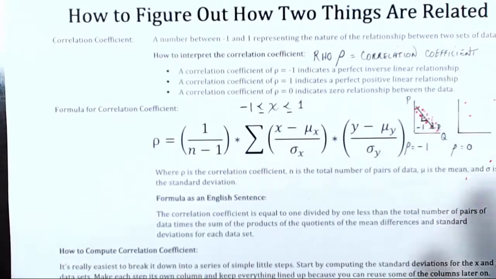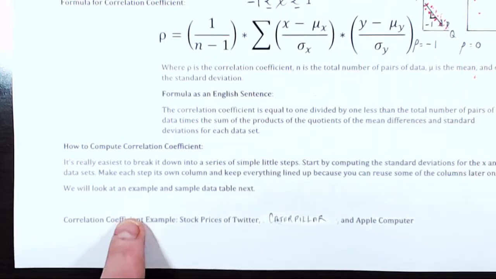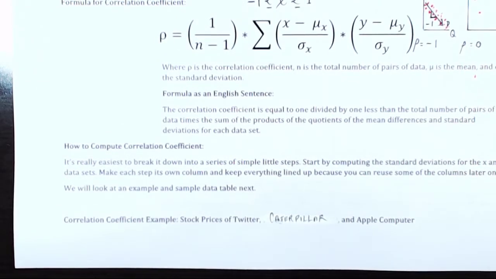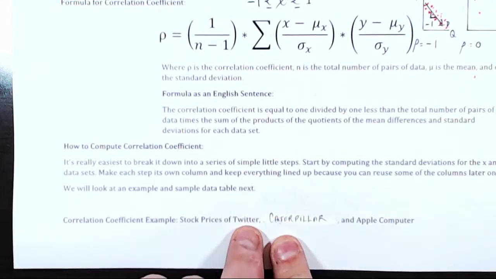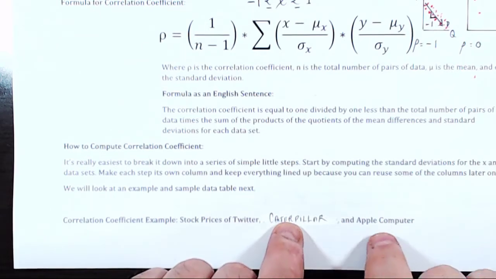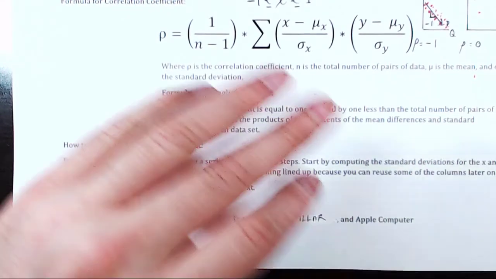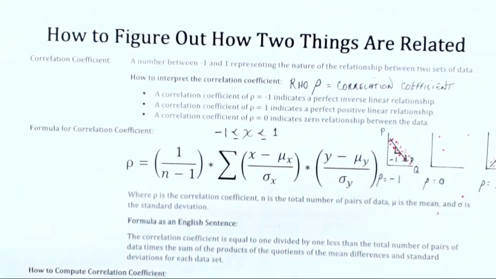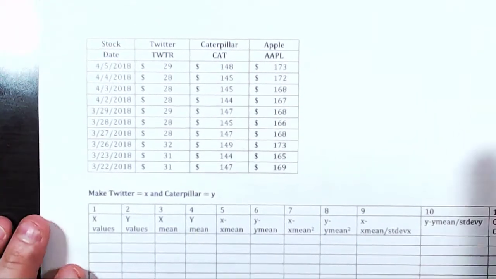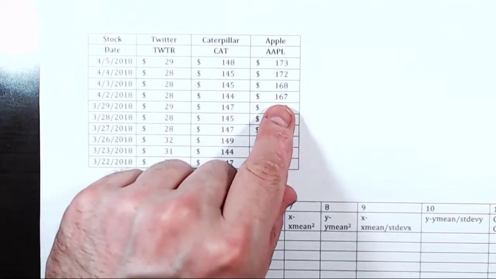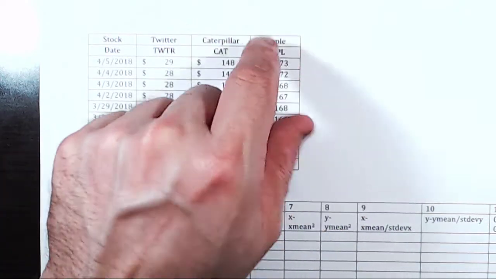So in order to make life interesting, we will look at an actual example. So we're going to keep this economics related. We're going to compare the correlation coefficients of Twitter, Caterpillar, and Apple Computer. All right. So before I flip the page over, well, I guess I'll flip the page over. Why not? Here's the stock data. This is historical stock data for Twitter, Caterpillar, and Apple. These are their stock symbols, TWTR for Twitter, CAT for Caterpillar, and AAPL for Apple.